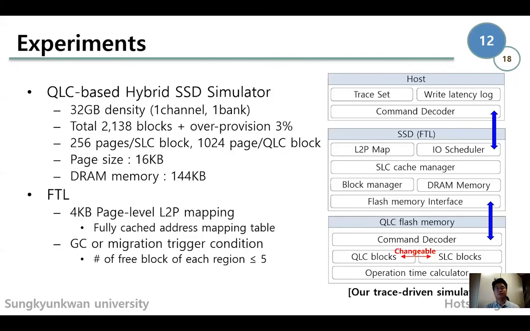To evaluate the efficiency of the proposed method, we implemented a trace-driven hybrid SSD simulator. The simulator estimates the latency of each write by counting the number of SSD or cache flash operations required to handle the request. Several flash memory and FTL parameters were configured as shown in this slide.